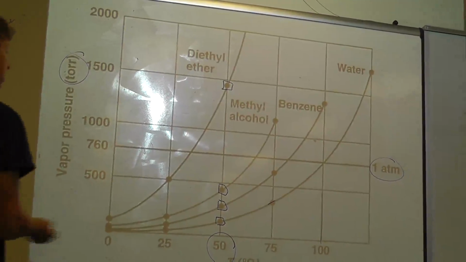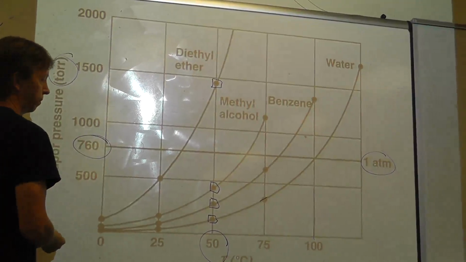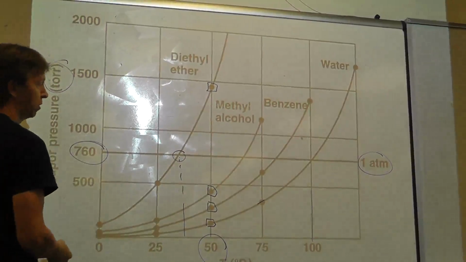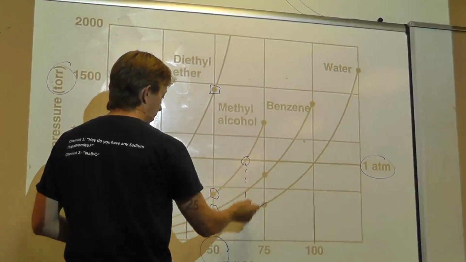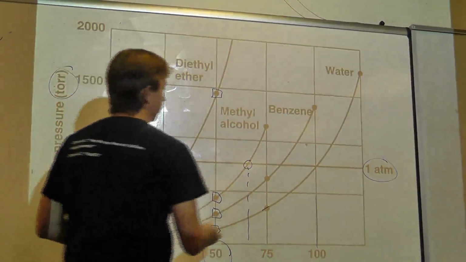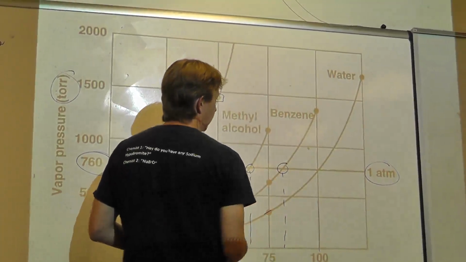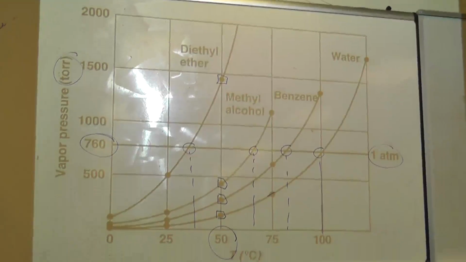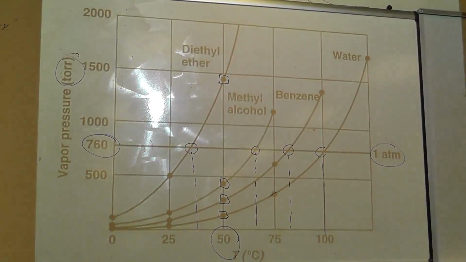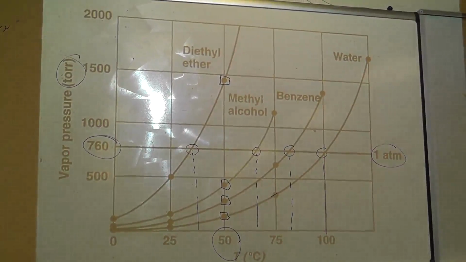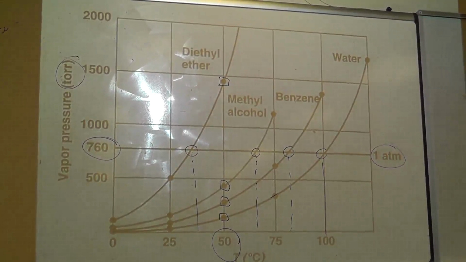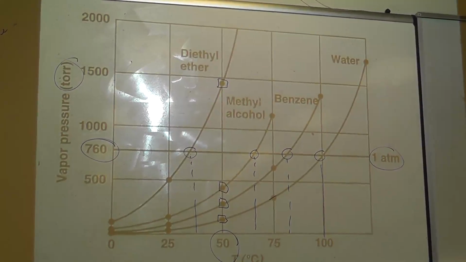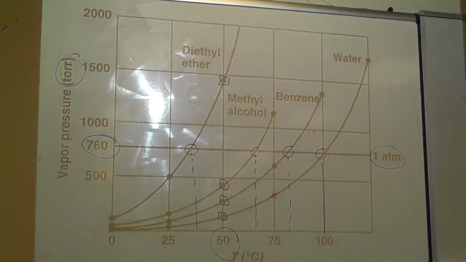Or if we want to look at a certain pressure, then diethyl ether would have a normal boiling point of about 40 degrees. Methyl alcohol would have a boiling point of about 70 degrees. Benzene at about 80 degrees, and water at 100. And so by looking at those boiling points, 40, 70, 80, and 100, higher boiling point means stronger intermolecular forces, correct? So you can make comparisons off this chart.